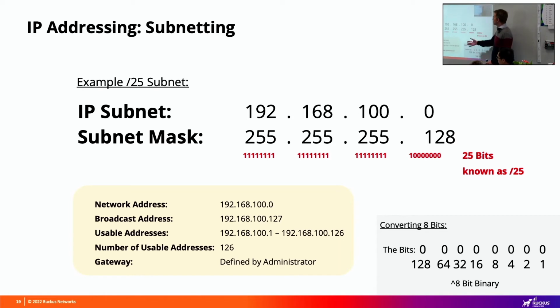So if a host in this subnet wants to communicate to 192.168.100.200, it's outside my subnet because this subnet now ends at 127. So because it's outside my subnet, it has to go to the router, and then the router has to send it there.